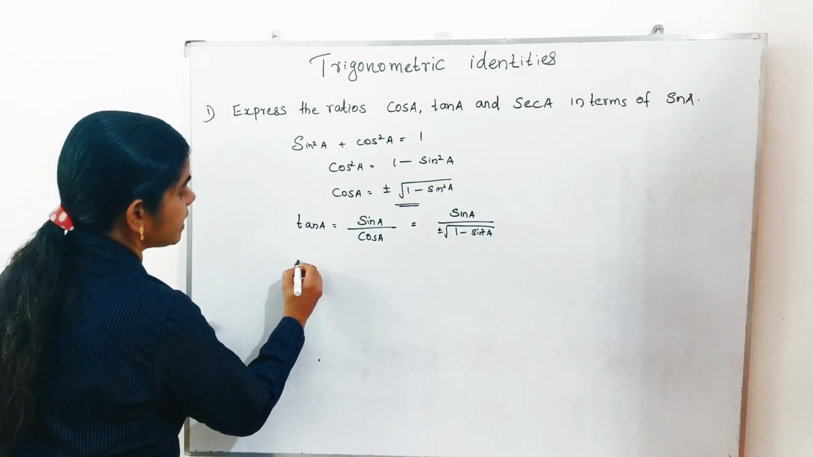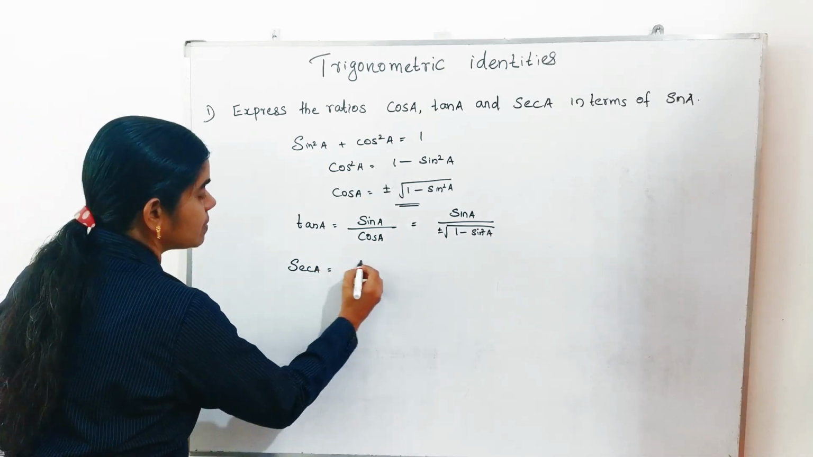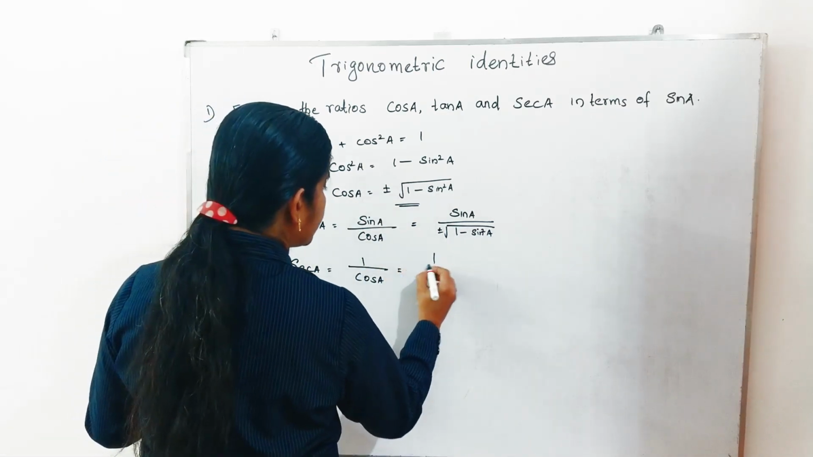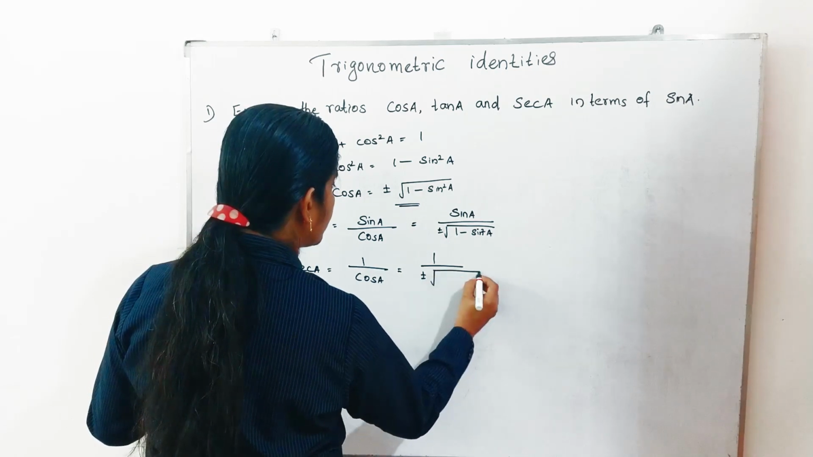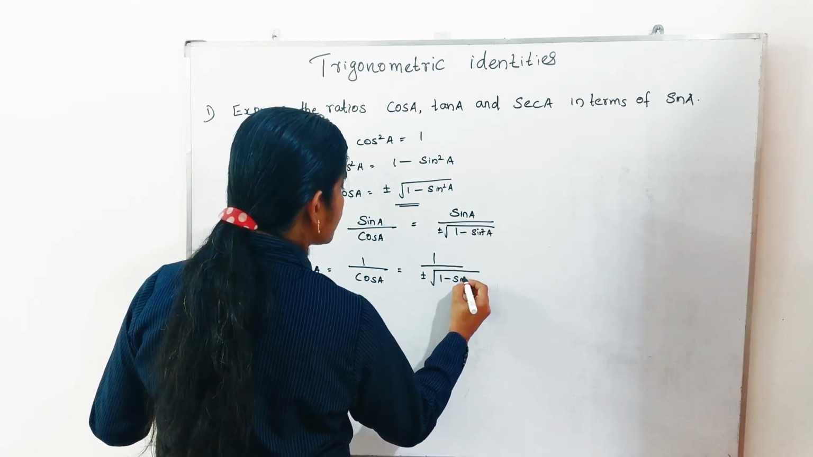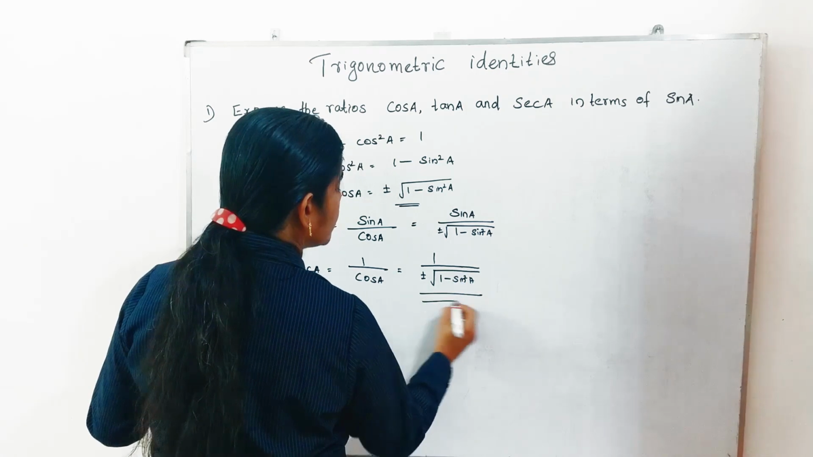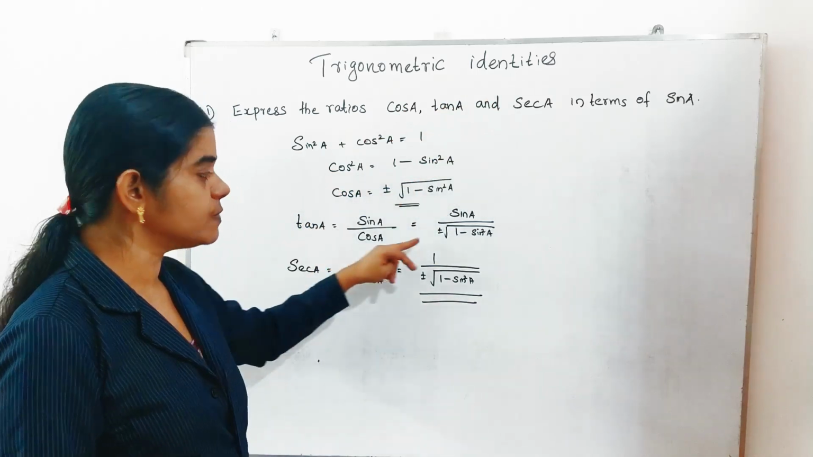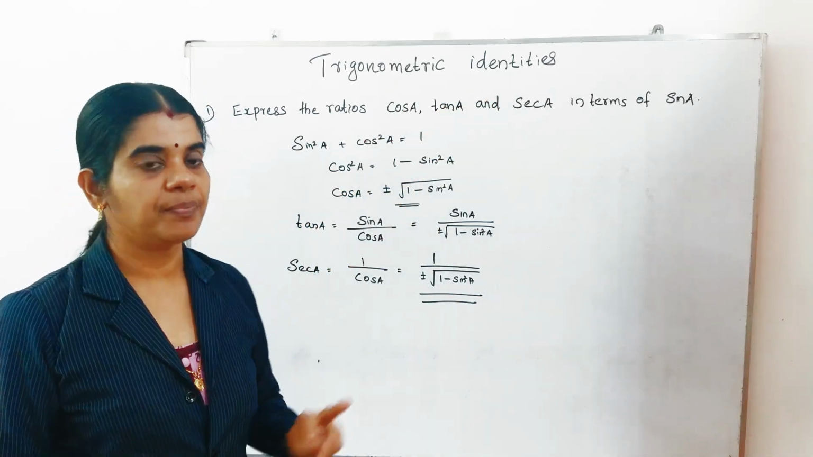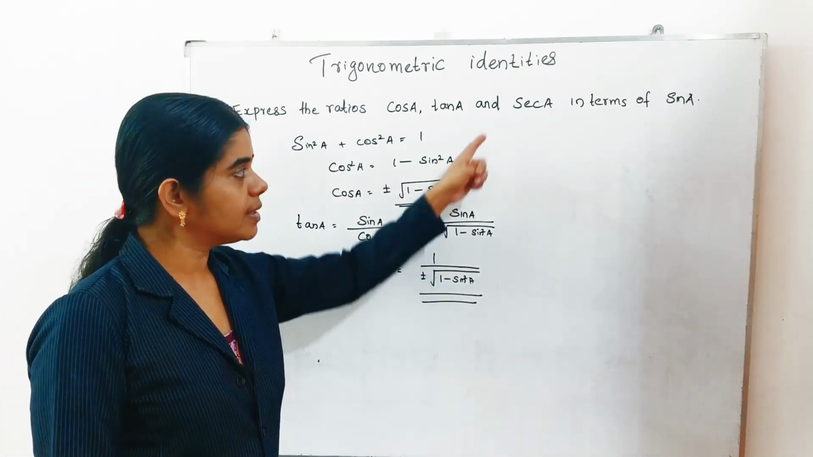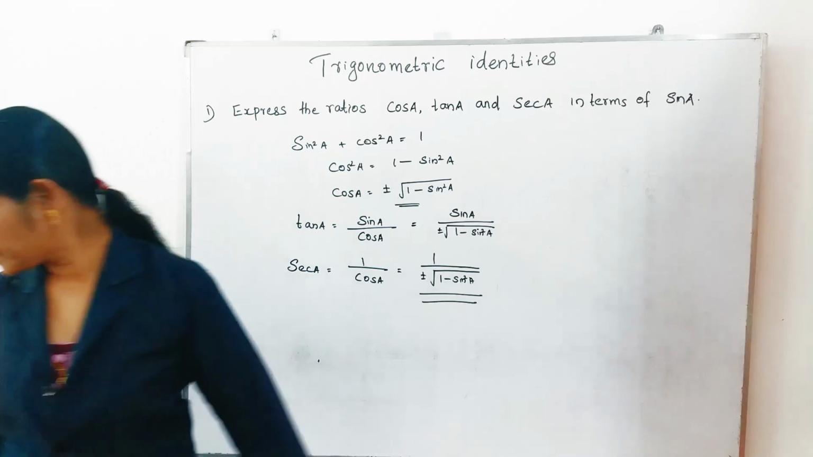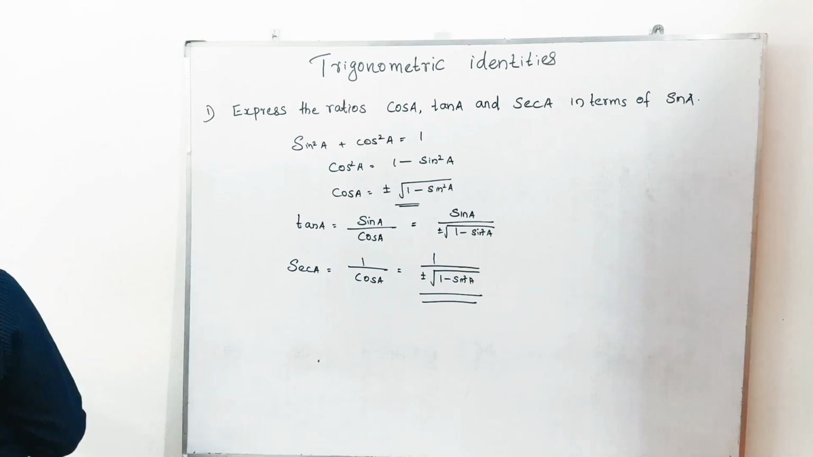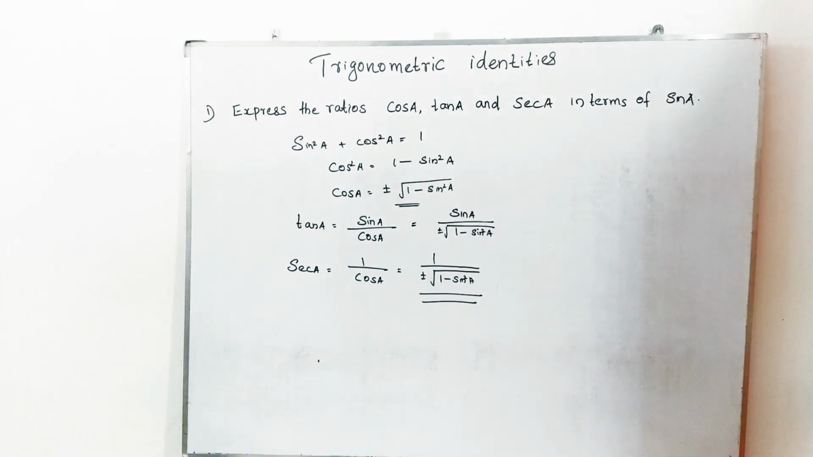Next one, sec A. Sec A you already know is equal to 1 by cos A. Then for cos A, 1 by plus or minus root of 1 minus sin square A. Now you expressed cos A, tan A and sec A, all in terms of sin A. So using this identity we have made all in terms of sin A. Next question.